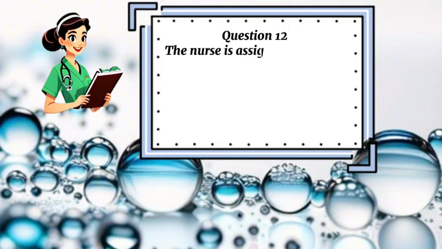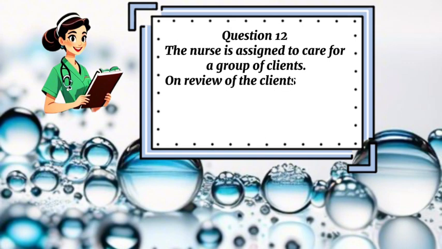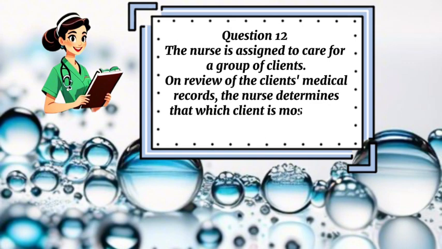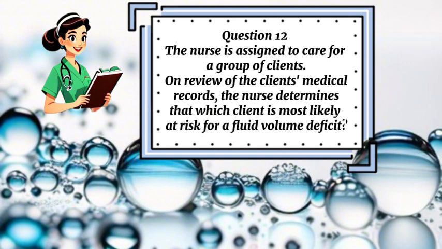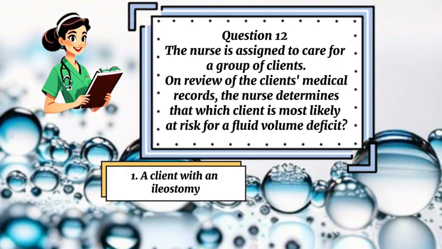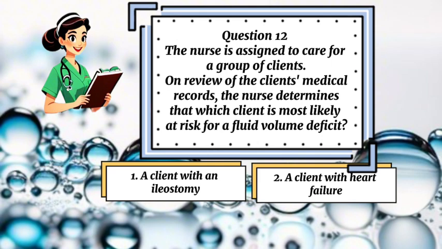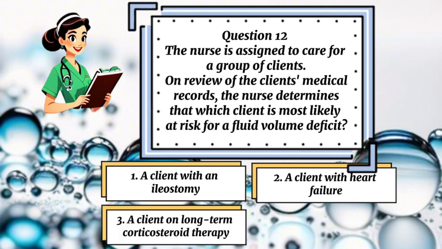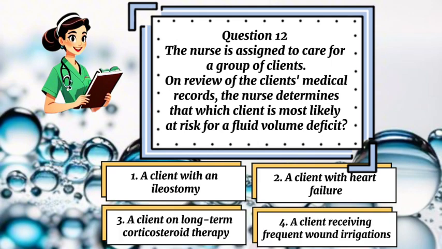Question 12. The nurse is assigned to care for a group of clients. On review of the clients' medical records, the nurse determines that which client is most likely at risk for a fluid volume deficit. 1. A client with an ileostomy. 2. A client with heart failure. 3. A client on long-term corticosteroid therapy. 4. A client receiving frequent wound irrigations. What is the answer?